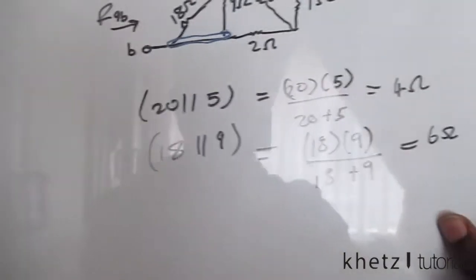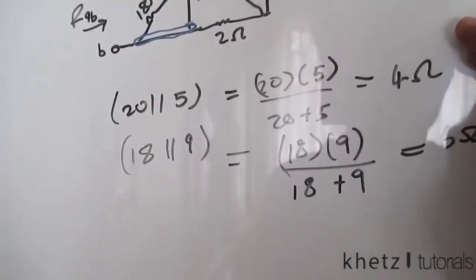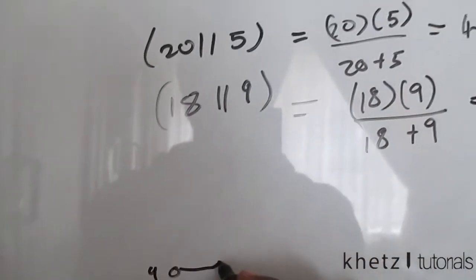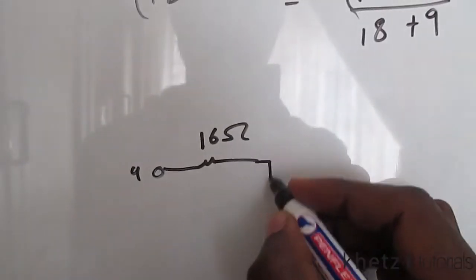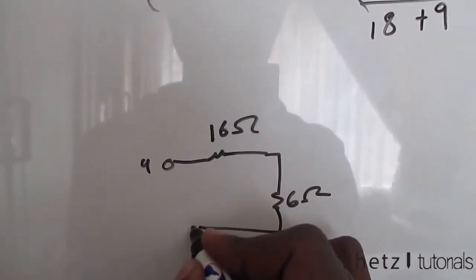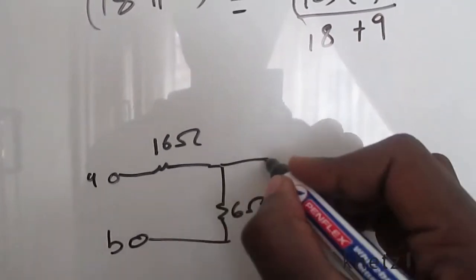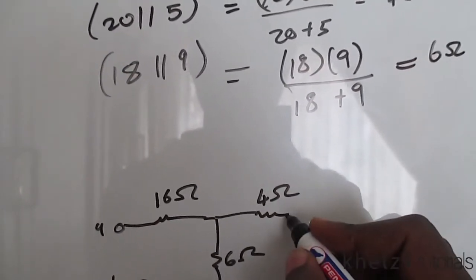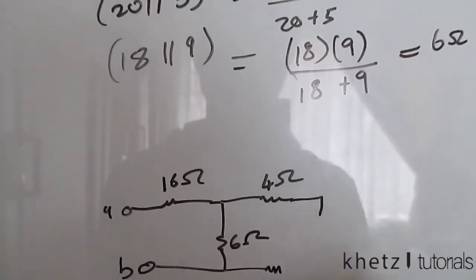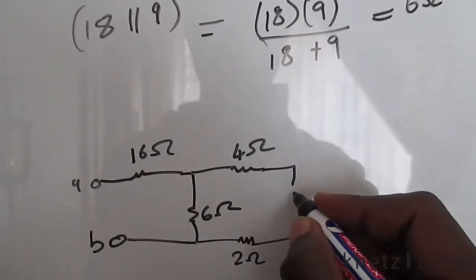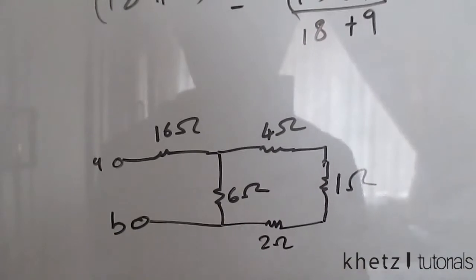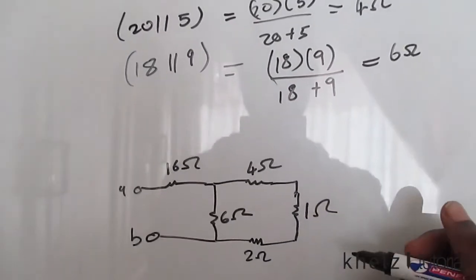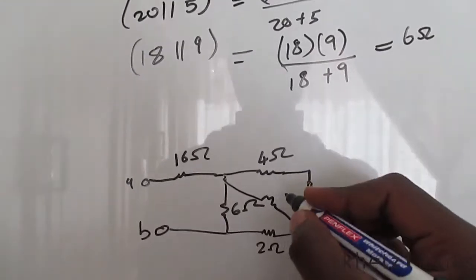And now moving on, we redraw the circuit with these two values which we just calculated. We replace the bit where we had 18 and 9 in parallel with 6 ohms, and we keep everything else as it is. And we come here and replace the top bit, which was 20 in parallel with 5, with 4 ohms. And we now have 2 ohms down here. And finally, we have 1 ohm over there, not forgetting the 20 ohm, which goes through there.